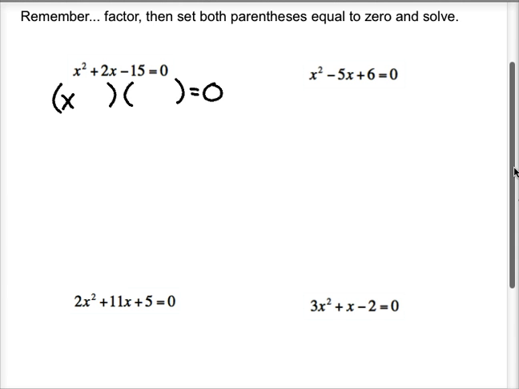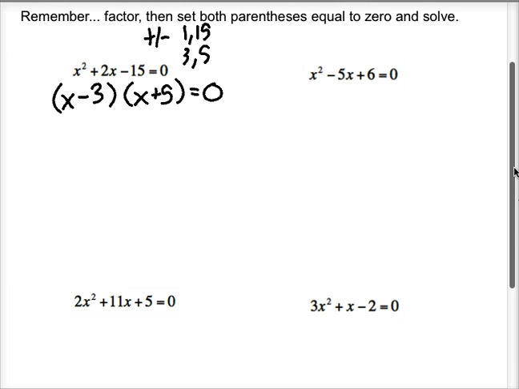So x squared comes from x and x. Negative 15 can come from 1 and 15 or 3 and 5. However, don't forget that that is actually a negative 15. So to be a negative 15, remember we're saying 1 is positive, 1 is negative. So in order to get a positive 2, what that means is we're going to need that 3 to be negative, the 5 to be positive, because negative 3x plus 5x does give us a positive 2x.